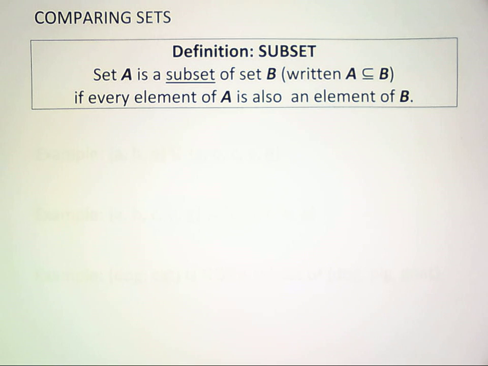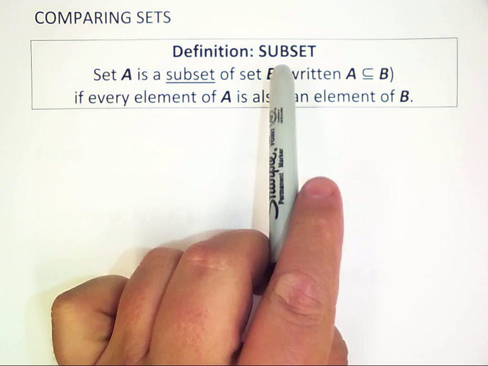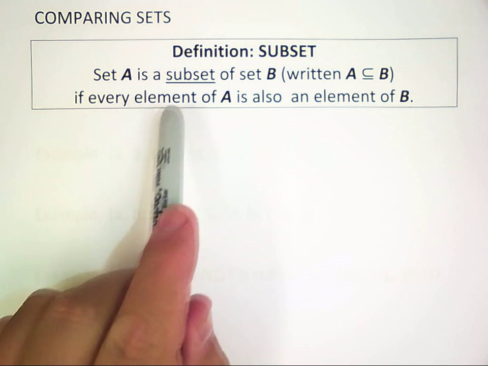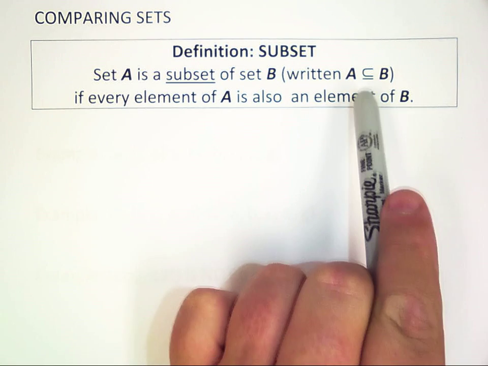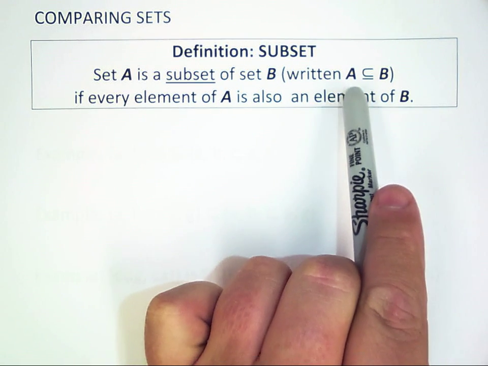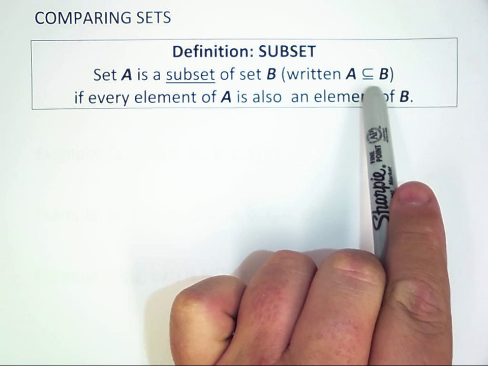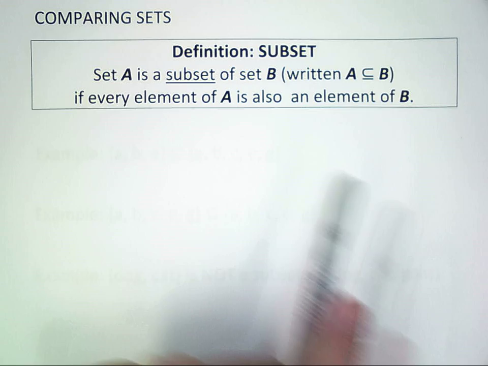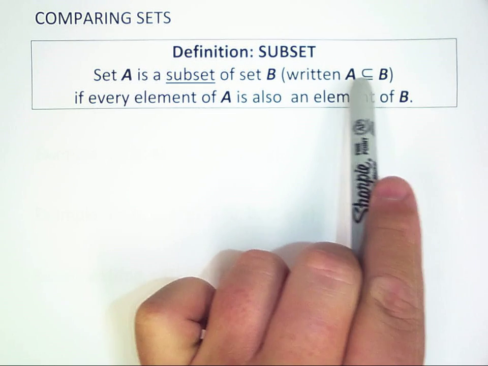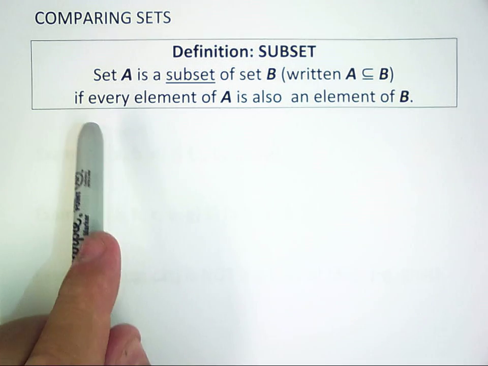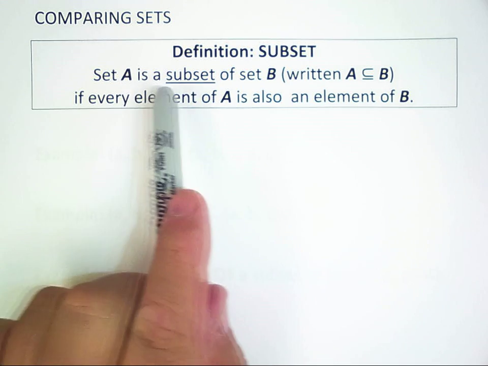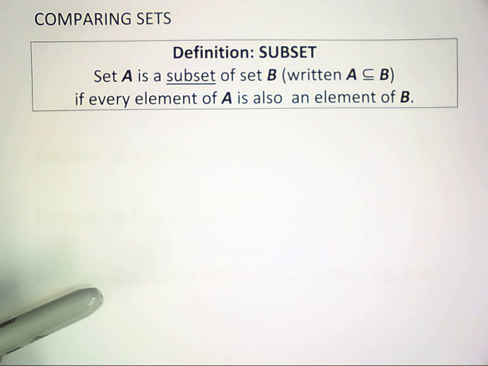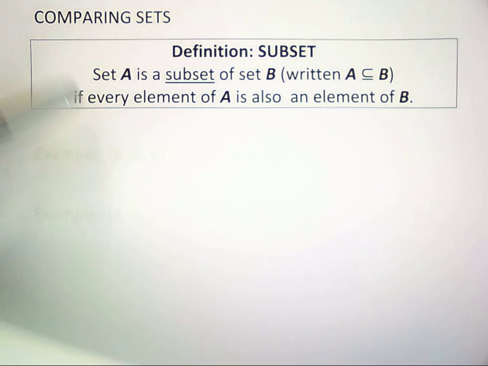Another comparison amongst sets is the idea of one set being a subset of another. And here's the formal definition. Set A is a subset of set B, and the way we write that is to take set A and then write the symbol, a sideways U with an underline, and B on the right. So the set that we're calling a subset is on the left of the symbol. In any case, set A is a subset of set B if every element of A is also an element of B. Let's look at some examples of that.